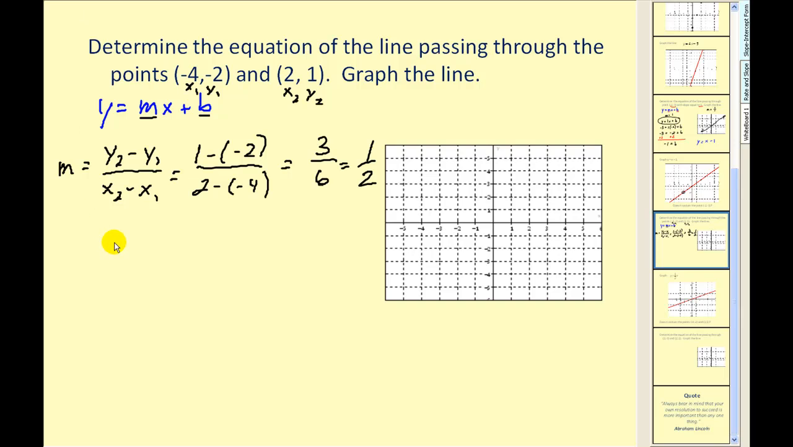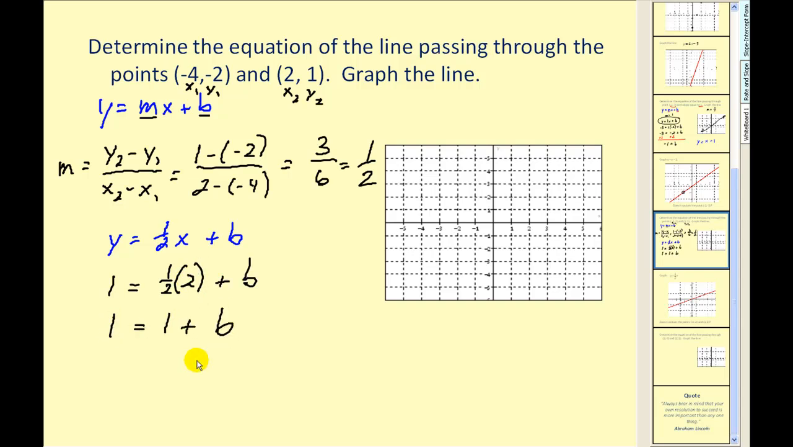We know our slope is equal to 1/2. Let's fill in that information. We still need to find the y-intercept. Since both of these points are on the line, we can select one of these points and sub in the value for x and y and solve for b. Let's go ahead and use this point here. So what that tells us is that when x is equal to 2, y must be 1. Simplifying. Looks like here if we subtract 1 on both sides we'll get a b value of 0. So if our y-intercept is equal to 0, the equation of our line will be y equals 1/2 x.